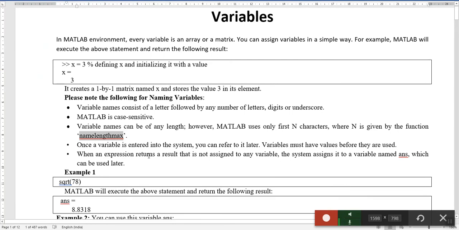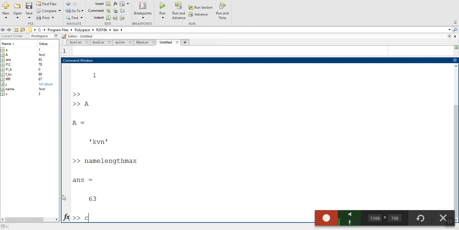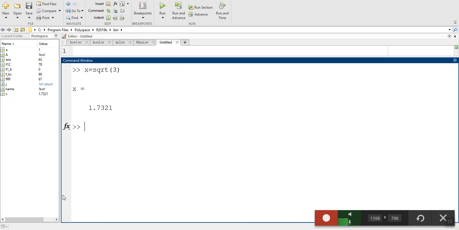Now, when an expression returns a result that is not assigned to any variable, the system assigns it to the variable ans. We will discuss this later. Suppose you have not assigned any name, I will show you sqrt. Suppose you give x equals square root of 3, then you will get x equals 1.732. Suppose you are not assigning any variable, and just calculate the value, you will get the default variable ans.